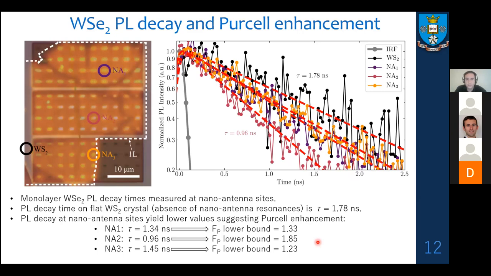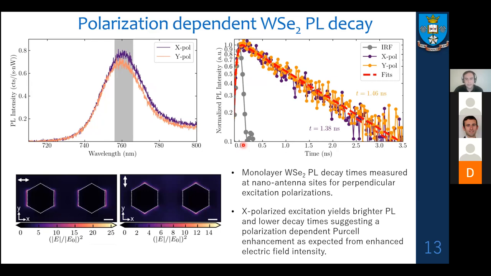Now, another interesting point is that nano antenna 2 shows the shortest lifetime, which backs up the claim that the theory makes, that the Purcell enhancement is quite tunable with the nano antenna. We vary the polarization of our excitation, thereby accessing the different cross-polarized modes, the X-polarized and the Y-polarized modes. And we measure that for the X-polarized mode, the intensity from the monolayer is slightly higher, and the lifetime is slightly shorter. We've seen this happen for all of the antennas that we've measured.